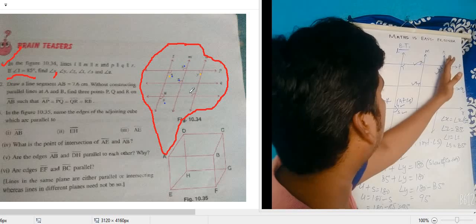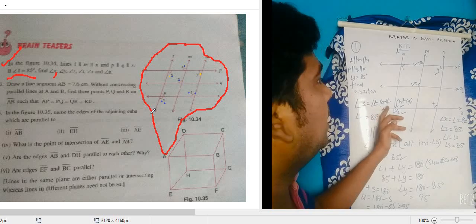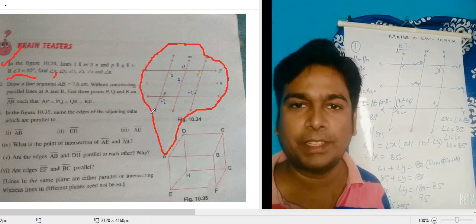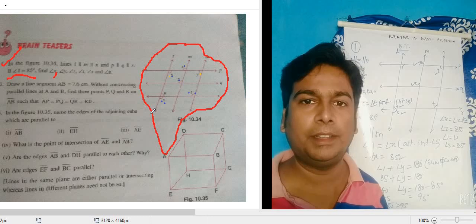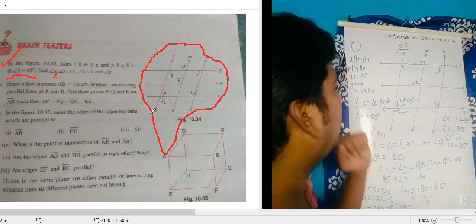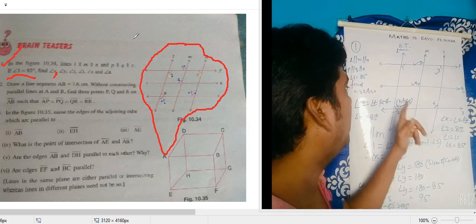Next, what is left? X we have obtained, Y we have obtained, Z, S. Now S and T, when we see L is parallel to N and R is a transversal, S and T, what type of angle are they? They are alternate interior angles. S and T are alternate interior angles. So alternate interior angles are equal in value. So we will write the value of T will be 85 as S is already 85.